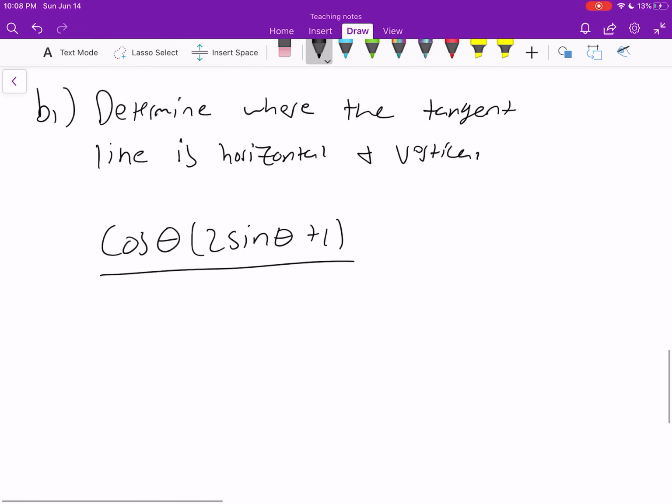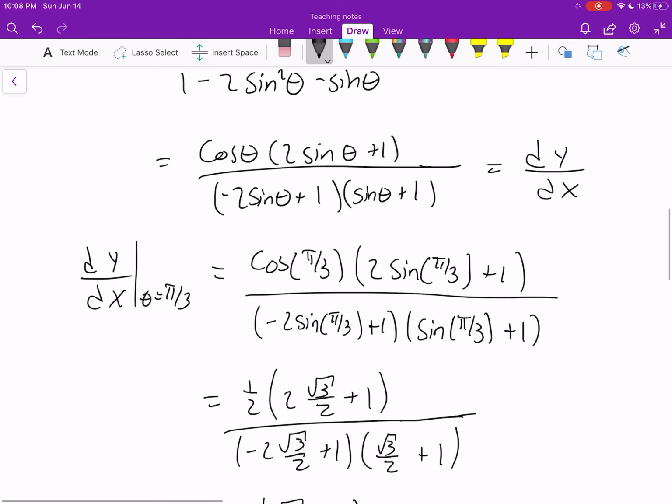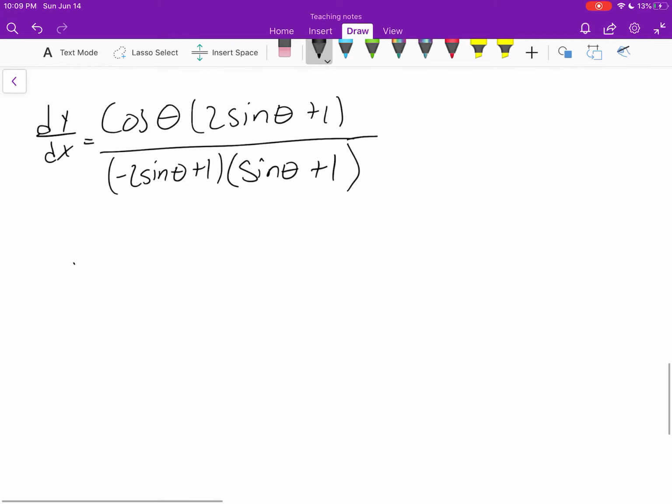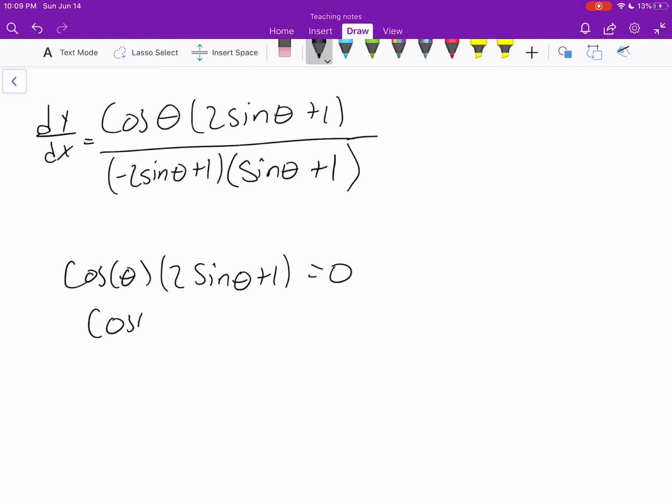Negative 2 sine theta plus 1 times sine theta plus 1. So this was the reason why we factored all of this. That way we can easily figure out where these things are 0. So the top, cosine theta times 2 sine theta plus 1 is equal to 0. If I set the numerator equal to 0, I get cosine theta is equal to 0, or 2 sine theta plus 1 is equal to 0.